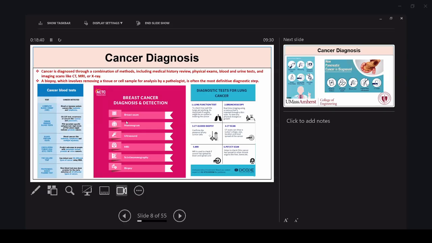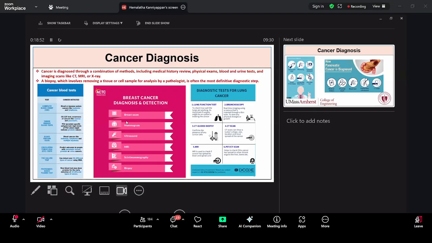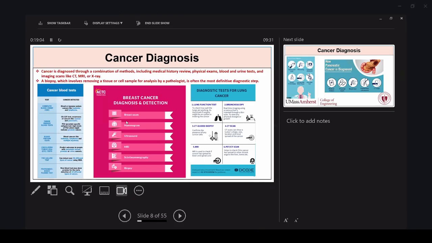So this is mainly for lung cancer in general. And say, for example, breast cancer. First they do a breast exam, mammogram, ultrasound, MRI, synthetic mammography, biopsy. And for lung cancer: lung function test, bronchoscopy, CT guided biopsy, CT scan, MRI, PET.